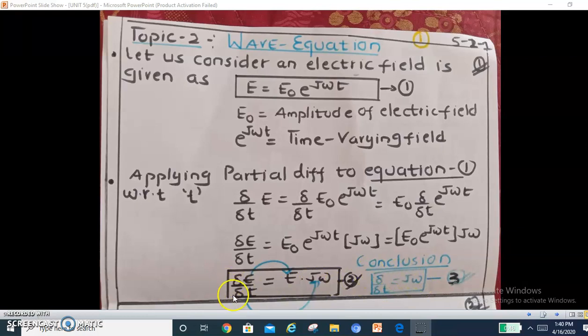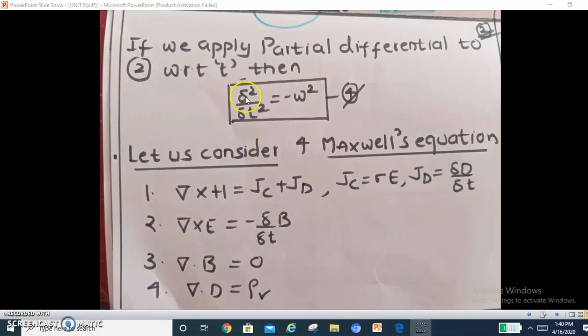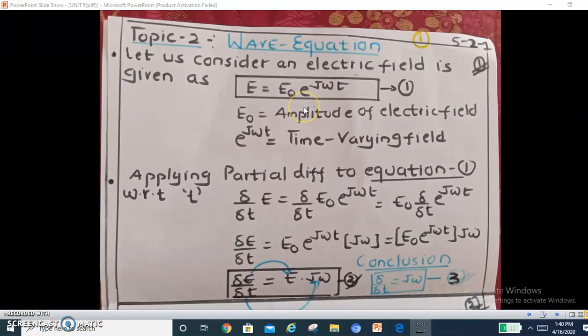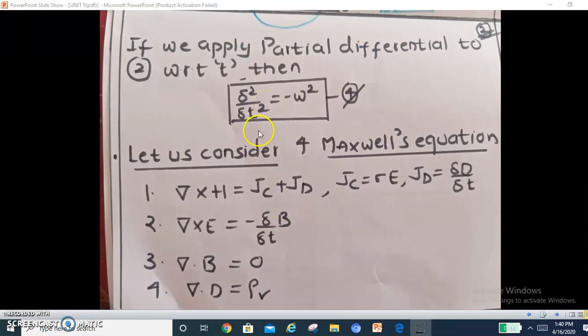Again, you apply partial differentiation a second time, then we obtain the relation del square by dt square is equal to minus omega square. So I can say that you have to concentrate on 1, then 2, then 3. Then we have to apply the 4 Maxwell's equations for a time varying field.